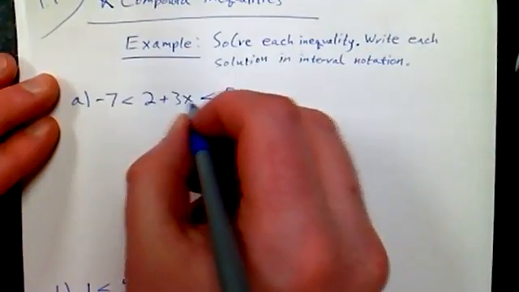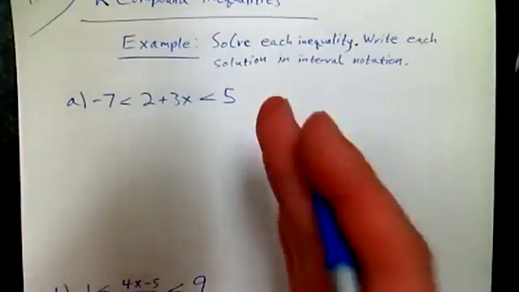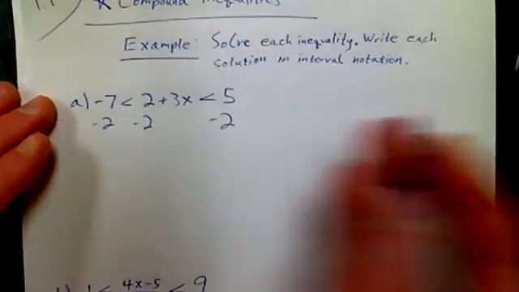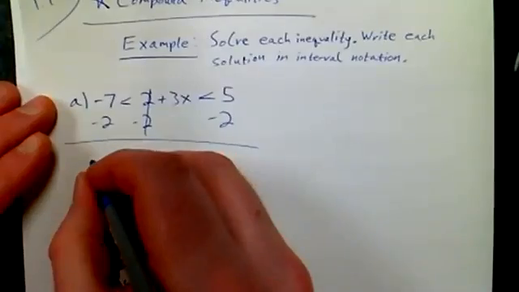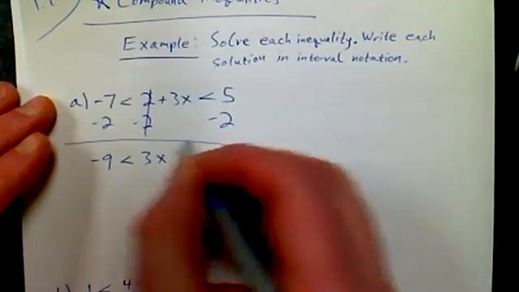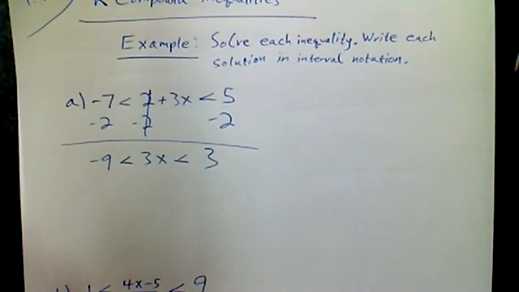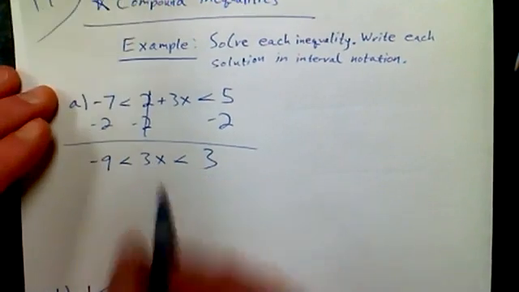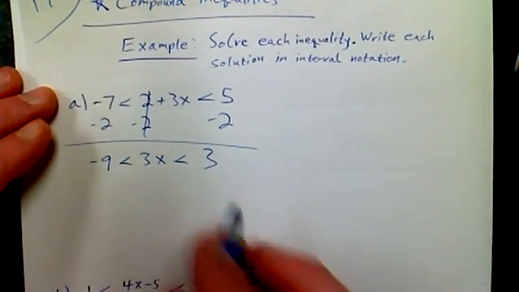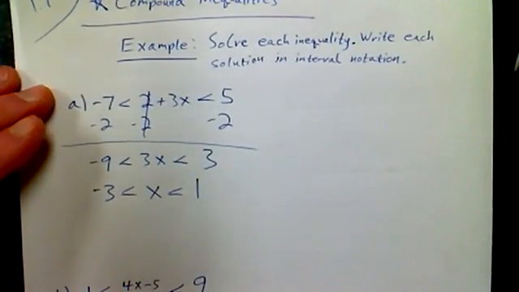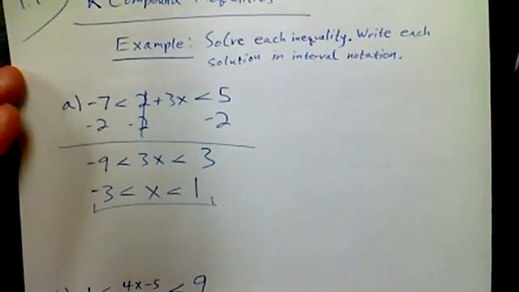So if I want the x here, if I want to know what x can range between, I'll go ahead and subtract 2 from all sides, so that negative 9 is less than 3x is less than 3. Okay, so we're right here now. And if I divide everything by 3, I don't have to flip any signs, so that negative 3 is less than x is less than 1.